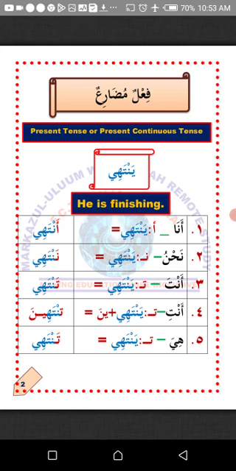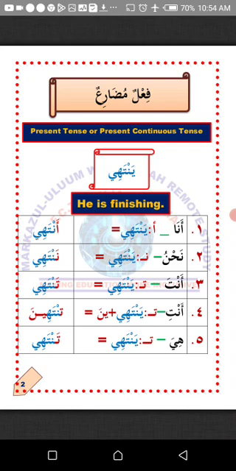Ithnan, number two, nahnu, we. So how do we change the verb ينتهي to suit nahnu? All you need to do is to detach yaun and attach nunun. So the verb ينتهي will now become nantahi, which means we are finishing.